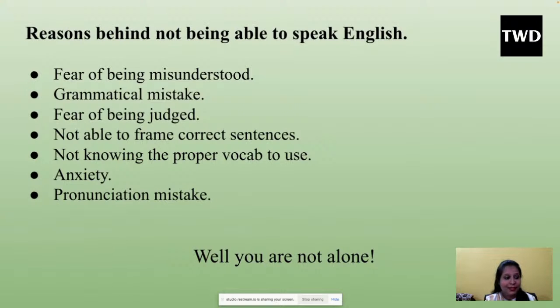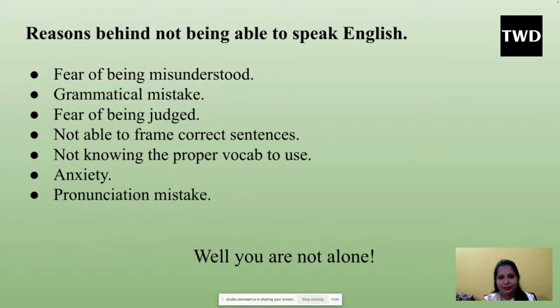Fear of being misunderstood. Most of the time we think, no, we will not talk because people won't understand me, I will make so many mistakes, so it is better I will not speak. I'll go and be in a safe place, in a safe shell of mine, I will not come out.